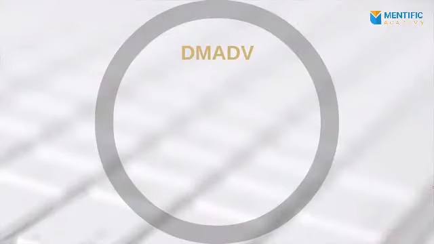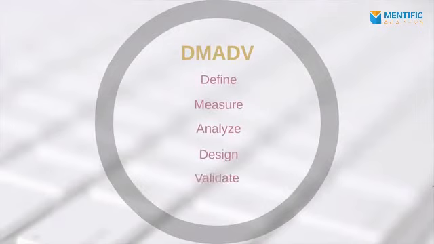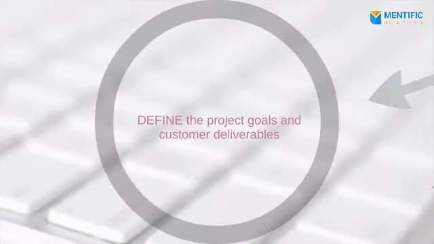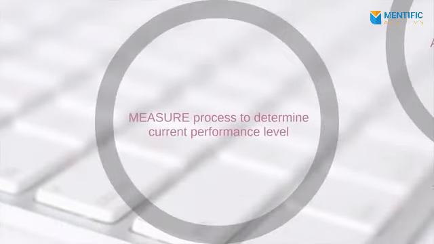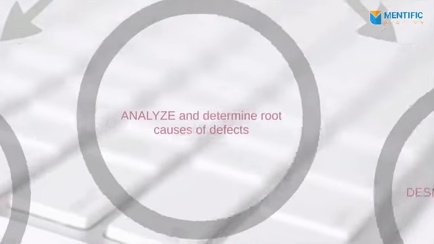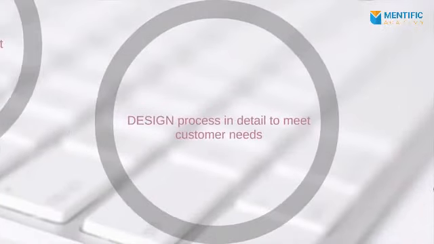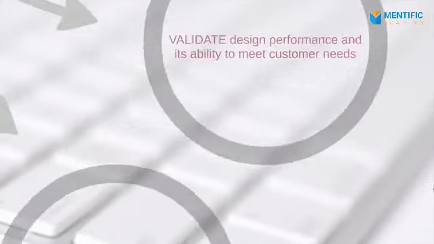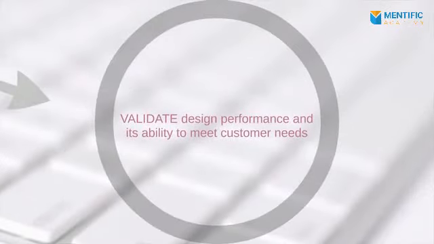Let us now see what DMADV stands for. It stands for Define, Measure, Analyze, Design, and Validate. Define the project goals and customer deliverables. Measure the process to determine the current performance level. Analyze and determine the root causes of defects. Design the process in detail to meet customer needs. Validate the design performance and its ability to meet customer needs.